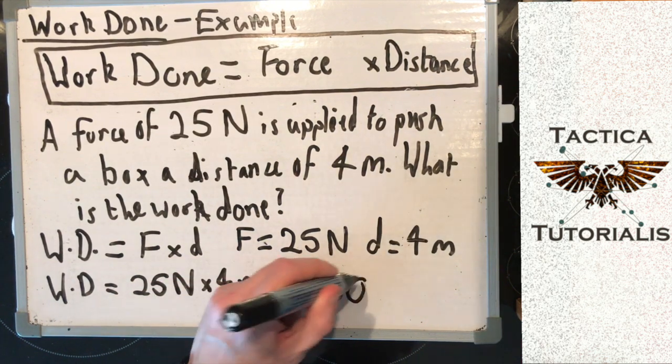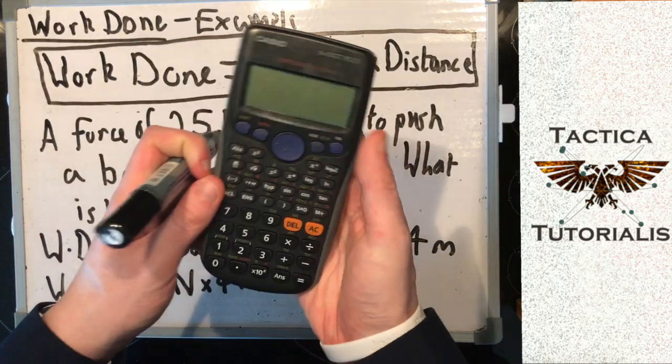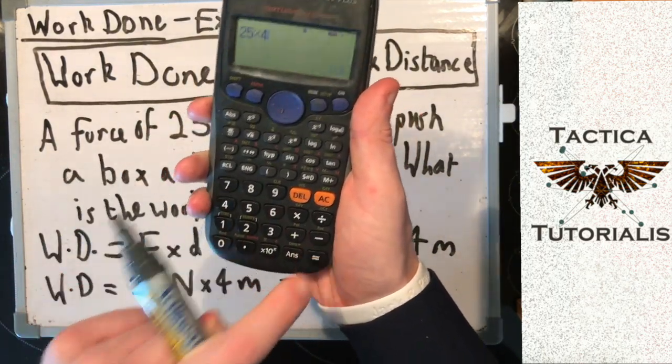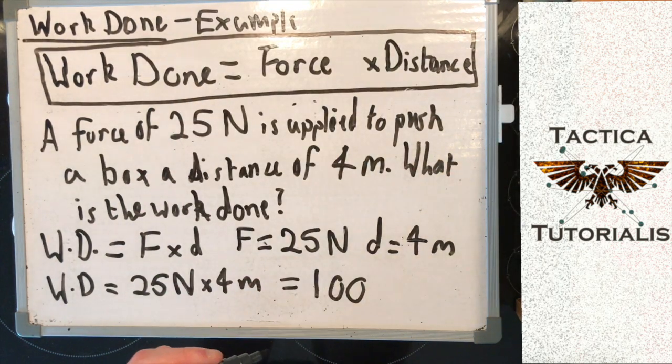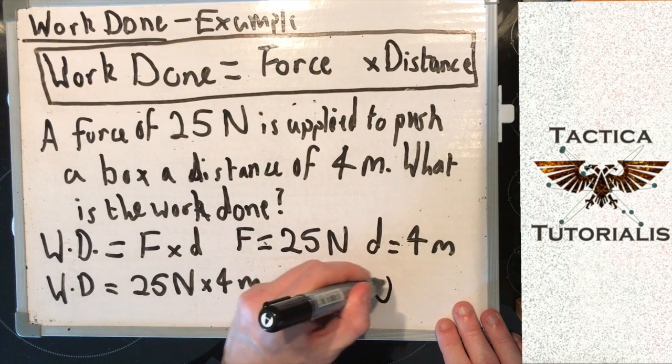100. I'll stick this in my calculator just so you know I'm not doing some space magic. 25 times 4, just in case you didn't know off the top of your head. 100. And then what's the unit I need to put it in? I need to put it in joules.